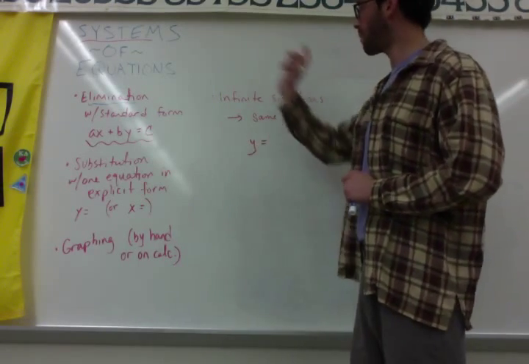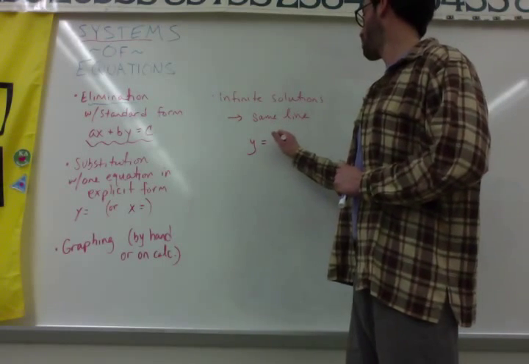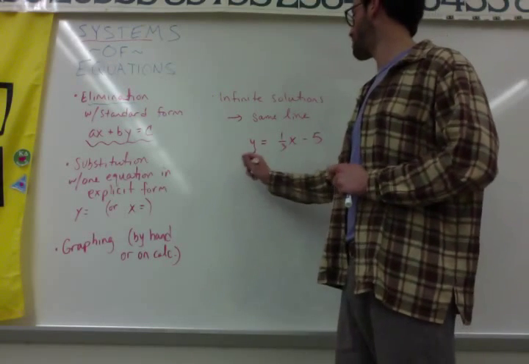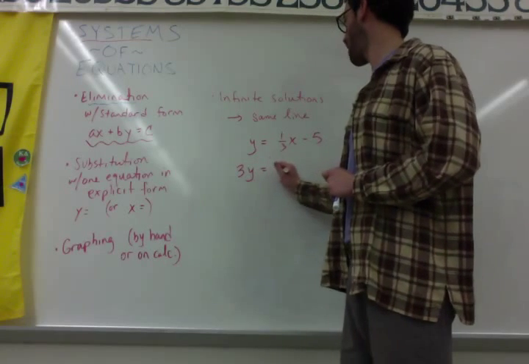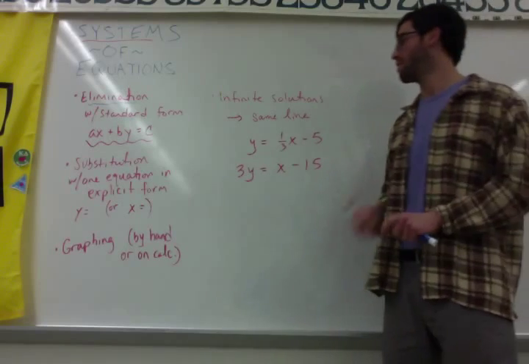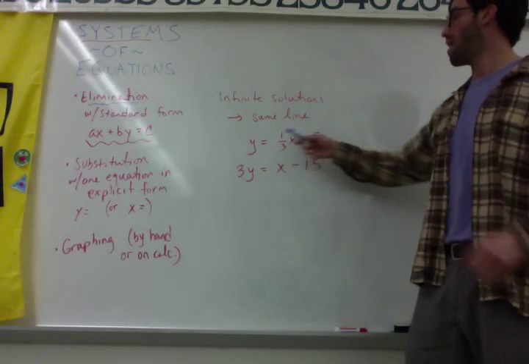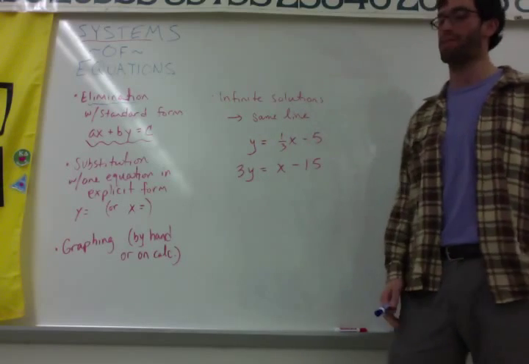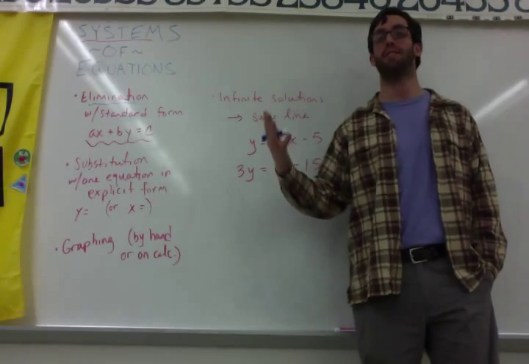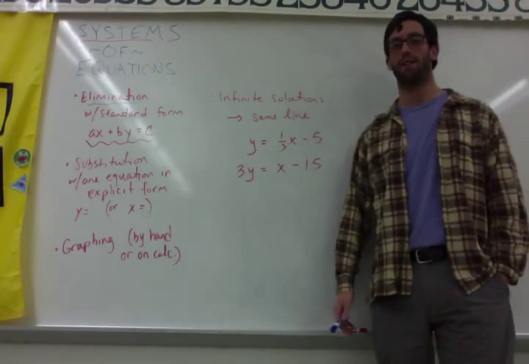y equals, let's put one in explicit form. y equals 1/3 x minus 5. And let's say 3y equals x minus 15. What I've done, I purposely did this. I wrote down some equation, and I multiplied every term by 3, or by 4, or by 2, or by whatever, by some constant, all right? You'll get the same line. Okay, this will be the same exact line.